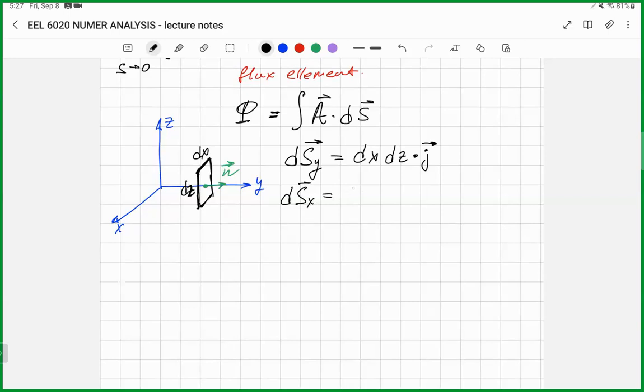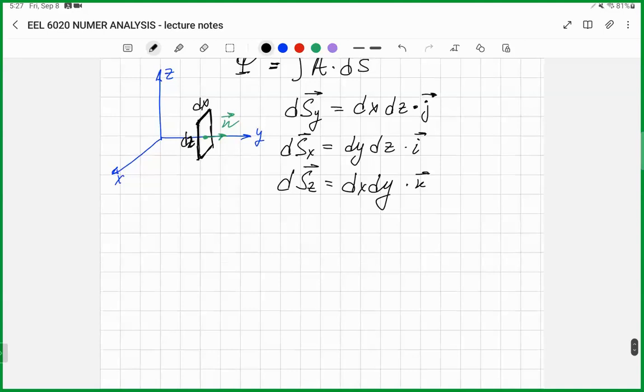For the x, it will be dy dz, obviously, and times I vector. And finally, for the z, dx dy times k. Okay. So now, since this is a vector, and we just wrote down all three components of the vector, I conclude that for the arbitrary element with the arbitrary orientation in this space, this element of the area will be given by the sum of these three.